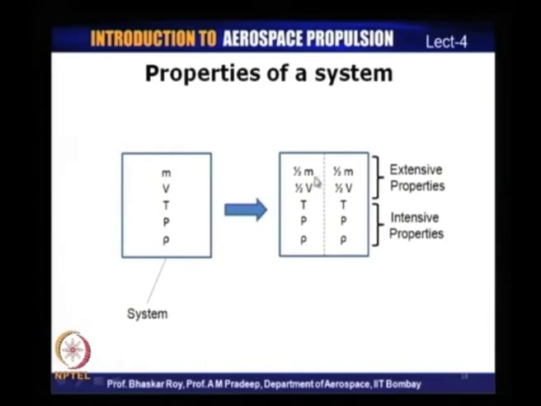Now, there are certain properties of this system which would change, and there are certain properties which will remain the same. Those properties which change are the mass and volume. So, as you split the system into half, the mass of the system becomes half and the volume also becomes half. But if you look at temperature, pressure or density, these do not change even if you have split the system into half.